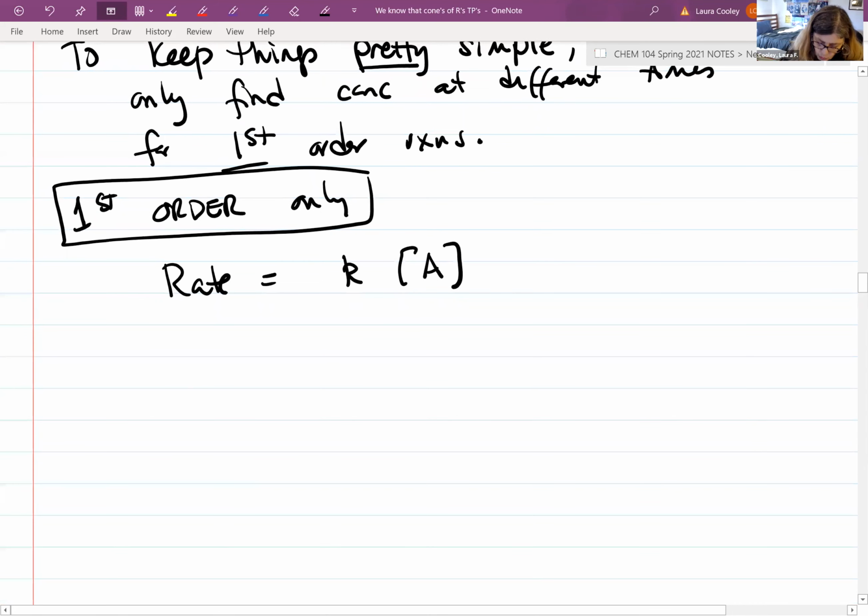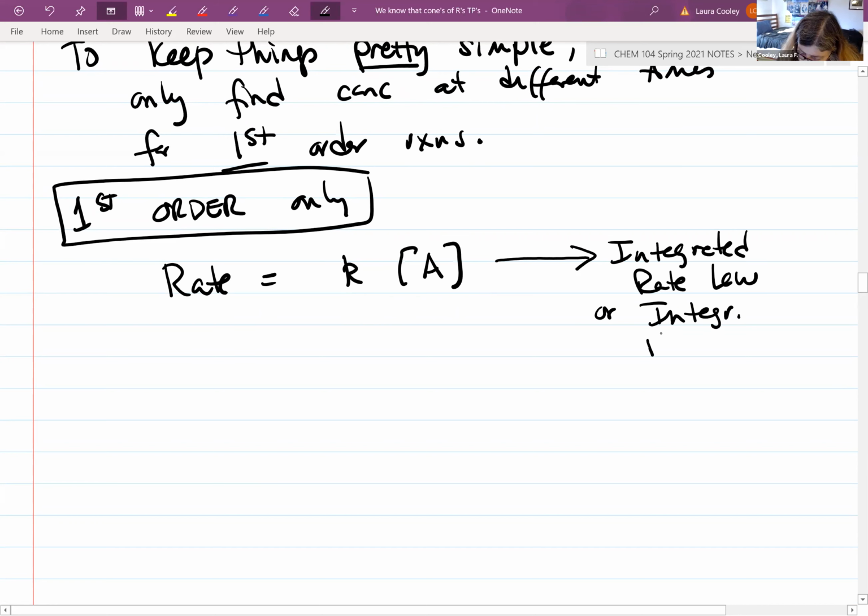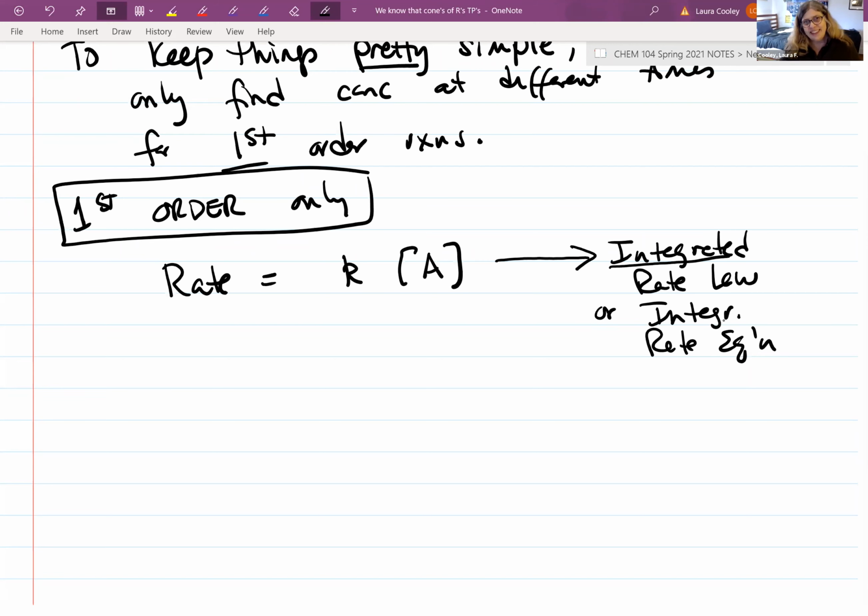Okay, so we're going to start with the rate law, and we're going to derive something called the integrated rate law or rate equation. And integration, as anybody who has taken calculus knows, is something that you learn how to do in calculus. And that's why it's called the integrated rate law, because you have to integrate the rate law to get it.